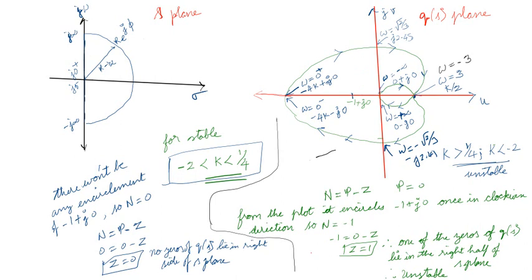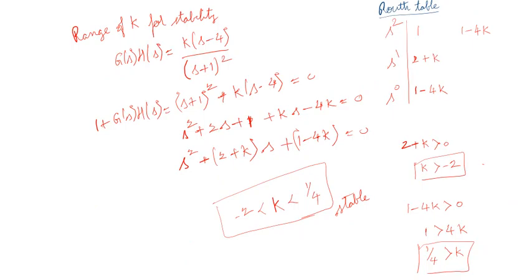Okay, how to determine the range of k? We can get help from the Routh table, right? So for g of s, h of s, we construct the characteristic equation. We form the characteristic equation, right? Go for the Routh table. 2 plus k, 1 minus 4k. 2 plus k should be positive, so k should be greater than minus 2. 1 minus 4k should be positive, so k should be less than 1 by 4. So if k is between minus 2 and 1 by 4, the system is stable, right?